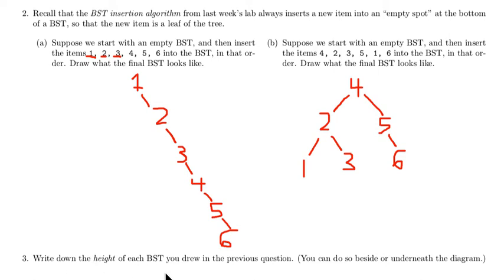Question number 3 just says, write down the height of the binary search tree you drew in the previous question. So in 2a, the height is 6 because we go 1, 2, 3, 4, 5, 6. We have 6 values there, all in a row. For 2b, the height is actually much shorter. It's just 3 because no matter which branch you go down, you're only going to ever get to 3 levels down. So just to recap these two questions, same values, different insertion order, and you end up with very, very different heights.